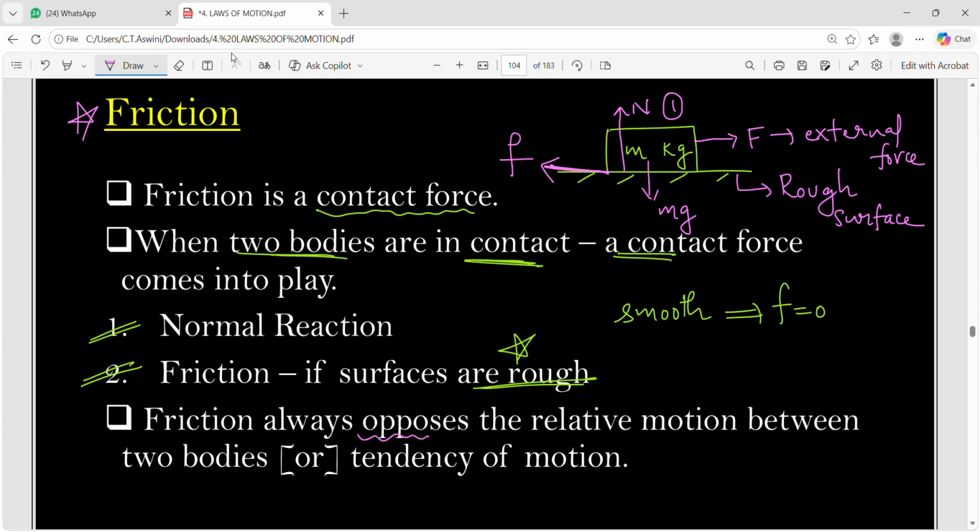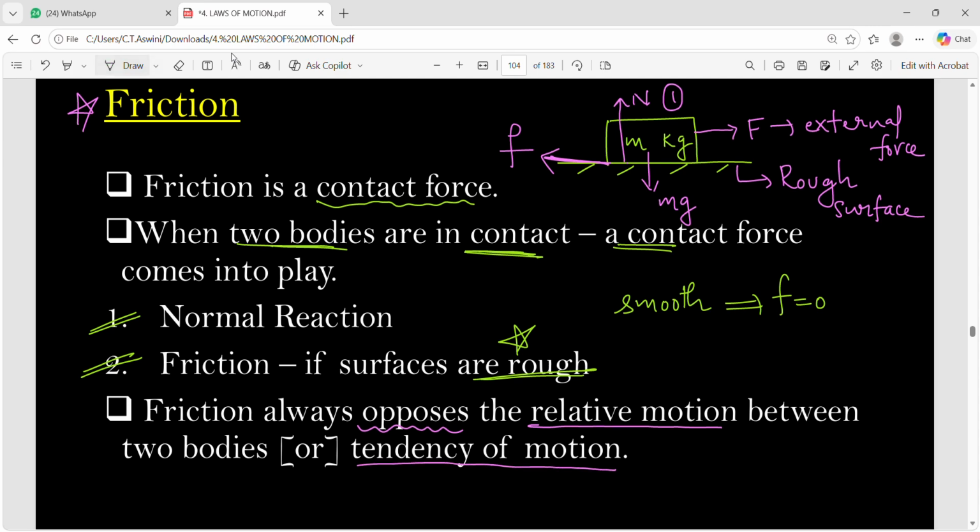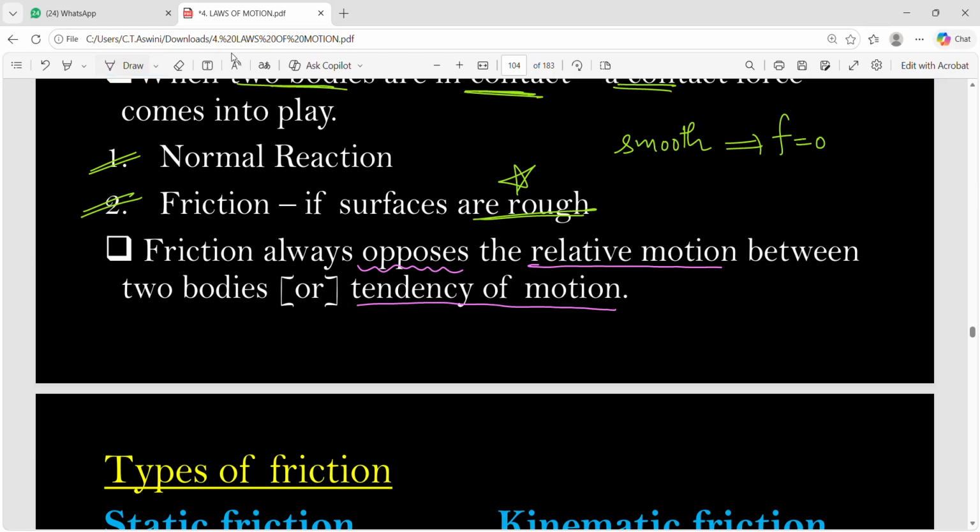What is this friction actually? It's an opposing force because it will oppose the relative motion between the bodies or the tendency of motion. This is important. If the body is moving forward, that means this is the direction of F applied, the external force. What will be the direction of friction? It will be in the backward direction because it tries to oppose the motion. Tendency of motion, that means what? The body may or may not move, but still the frictional force is present.